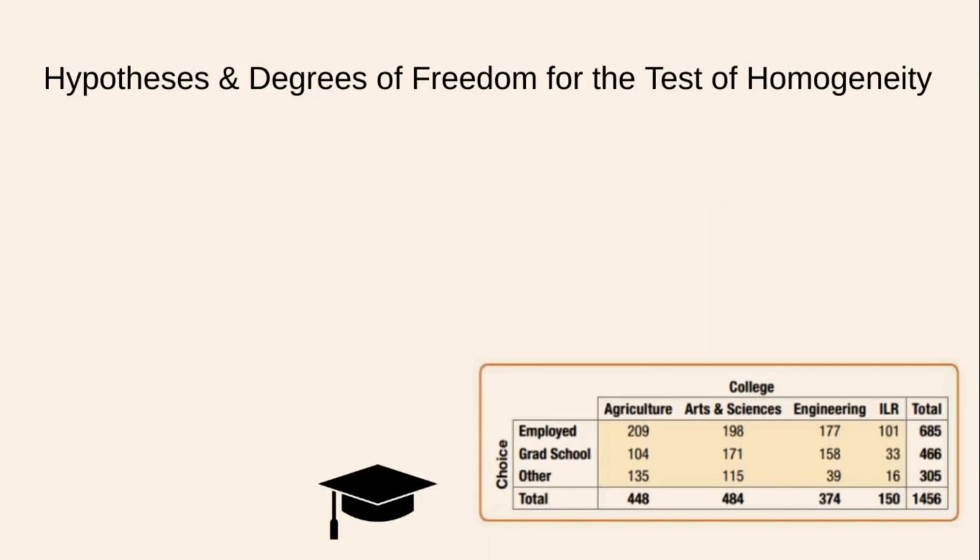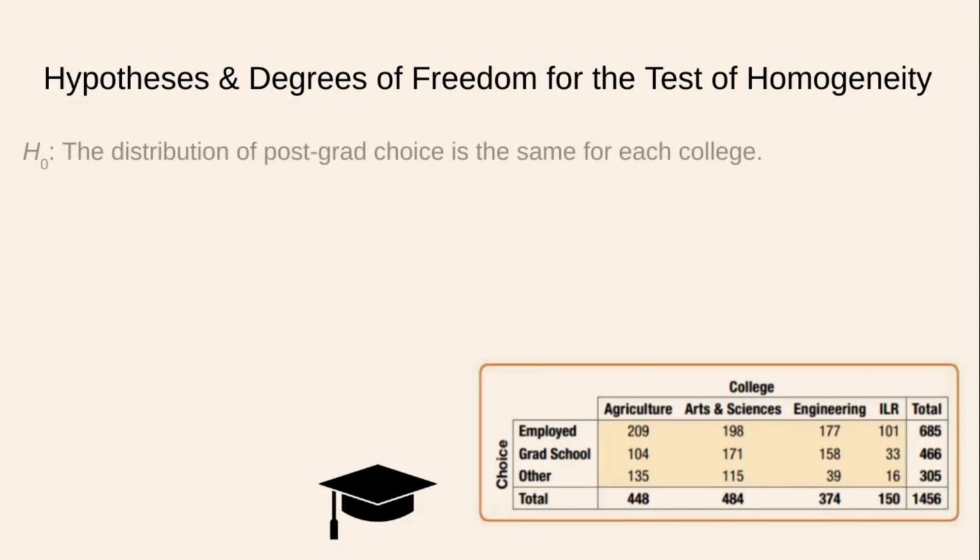Okay, so let's get started in answering this question. The null hypothesis would be the distribution of post-grad choice is the same for each college. What that's saying is that it doesn't matter which college you go to, the same proportion of people are going to be employed, going to grad school, and doing something else. The proportion's not going to change as you go from college to college. They are homogeneous groups, these colleges, in terms of the distribution of post-grad choices.